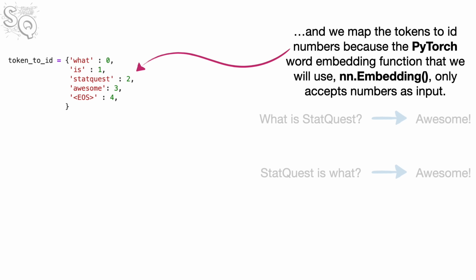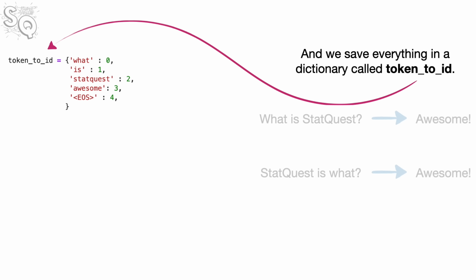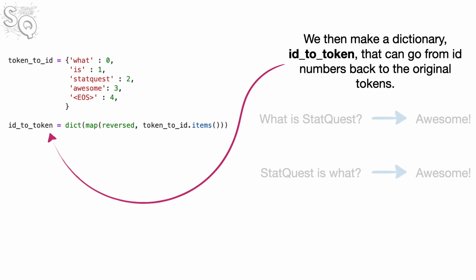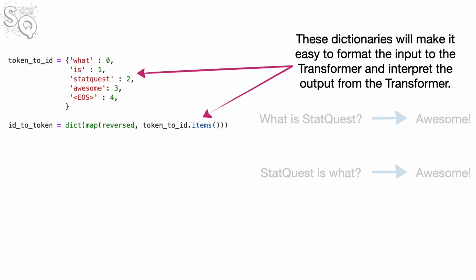And we map the tokens to ID numbers because the PyTorch word embedding function that we will use, nn.Embedding, only accepts numbers as input. And we save everything in a dictionary called token_to_id. We then make a dictionary, id_to_token, that can go from ID numbers back to the original tokens. These dictionaries will make it easy to format the input to the transformer and interpret the output from the transformer.